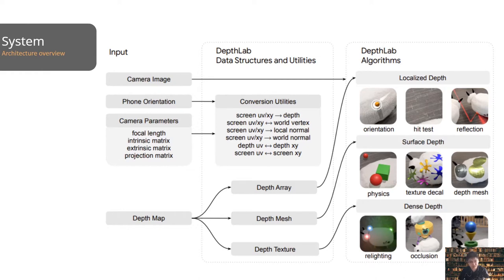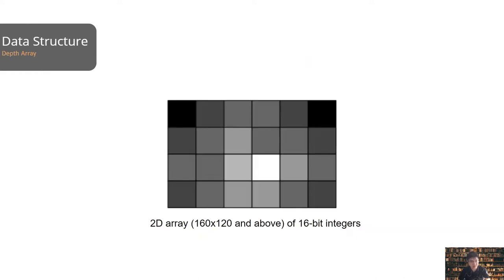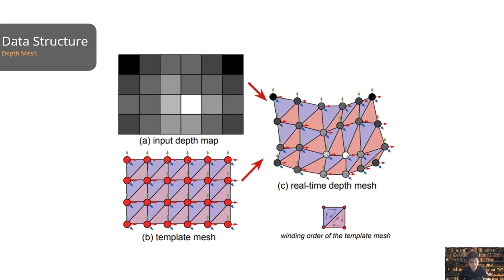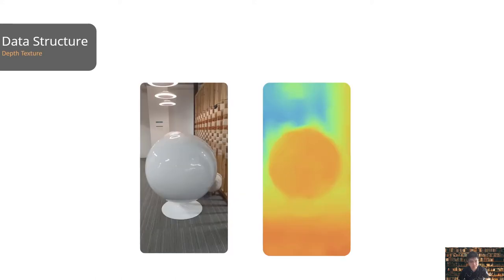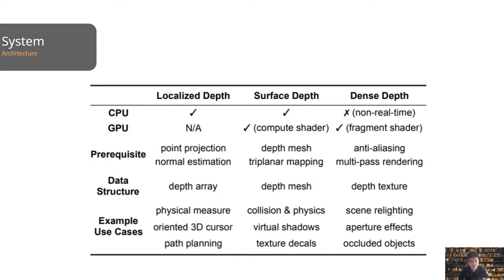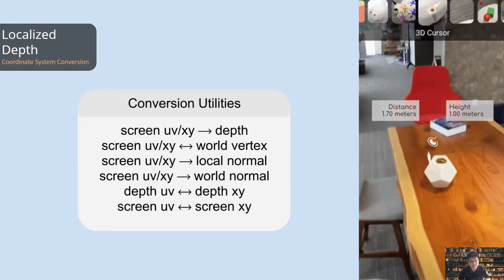There are 3 kinds of data structures. First, depth array, which stores depth in a 2D array of 16-bit integers on the CPU. Second, depth mesh, a real-time triangulated mesh generated from depth map in real-time. Third, depth texture, a GPU texture decoded from the depth array. Based on the data structures, we classify DepthLab components into 3 categories: localized depths, surface depths, and dense depths.